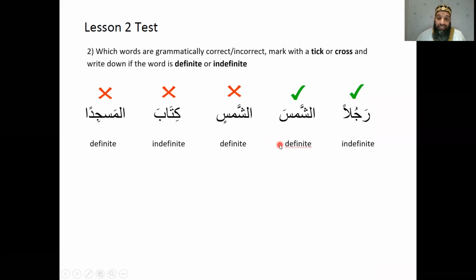Which words are grammatically correct, incorrect? Mark with a tick or a cross. That's when the test used to be paper version. So let's look at this one. You have to basically answer whether, I think we started from this one in the test, isn't it? We have to answer whether it's grammatically correct, assuming the starting of the word is written correctly. So it's written correctly, just tell me if the grammar is right or wrong. The grammar is wrong on this one. Why is it wrong?